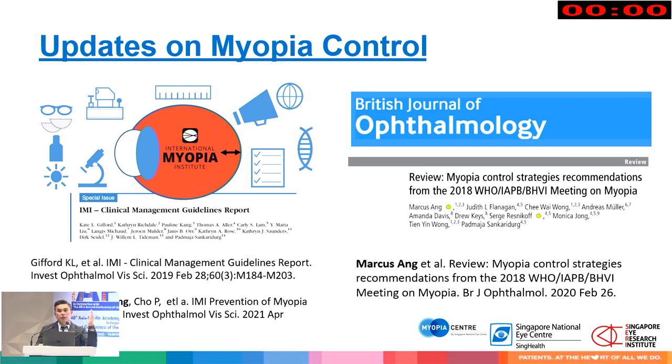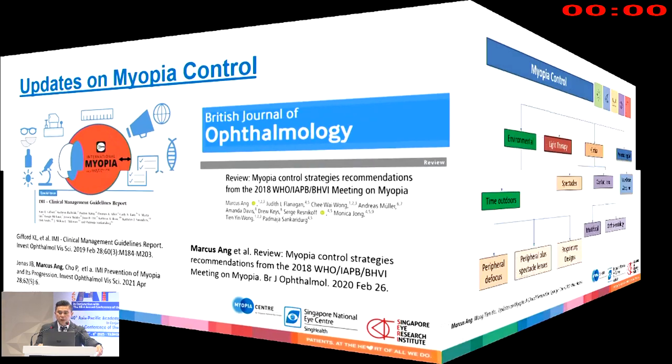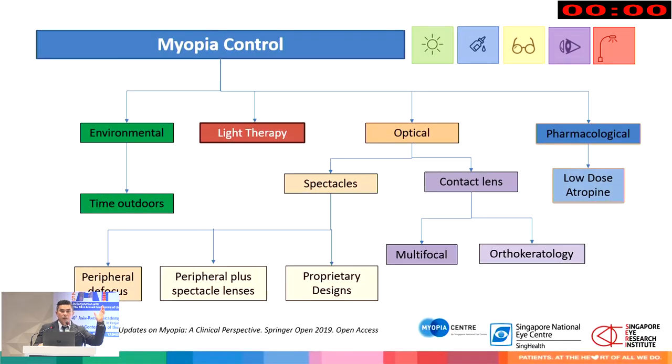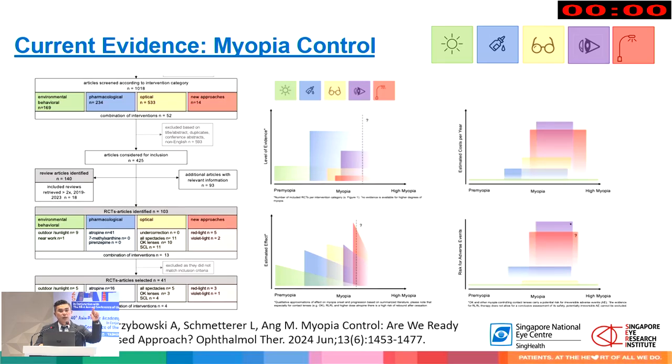This talk 10 years ago, we had maybe 1 or 2 interventions, but now you can see, apart from our usual environmental, you have optical, of which I can't even finish putting out all the different proprietary designs. You have contact lenses, both multifocal RGPs, Ortho-K, as well as soft lenses. Low-dose atropine has been around for decades, so that remains one of the bedrocks of myopia treatment, and in recent years, light therapy.